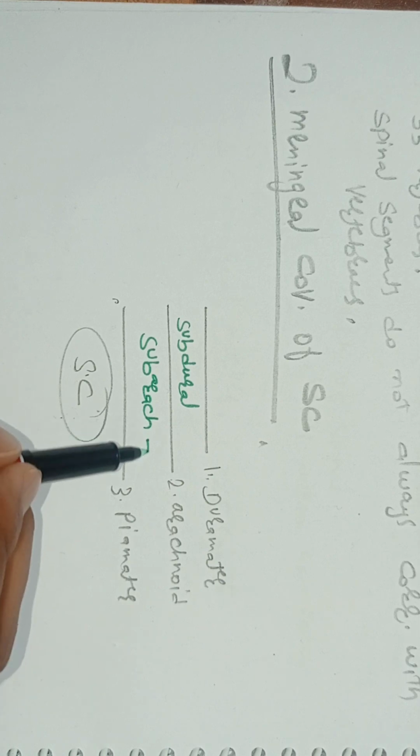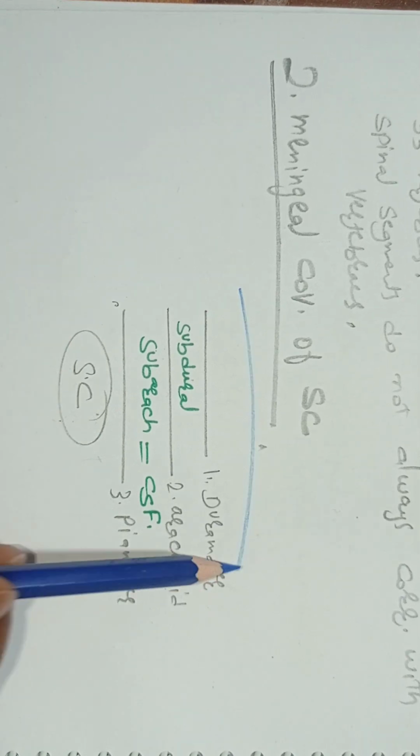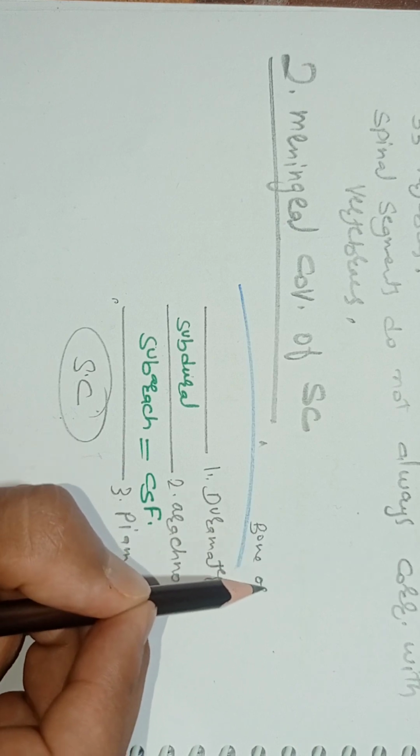This subarachnoid space contains CSF. Outside of the dura mater is bone, or endosteum. So outside the dura mater is bone or endosteum.